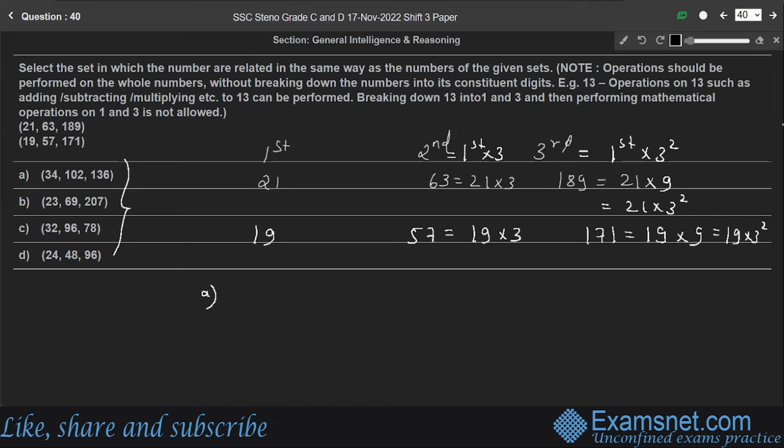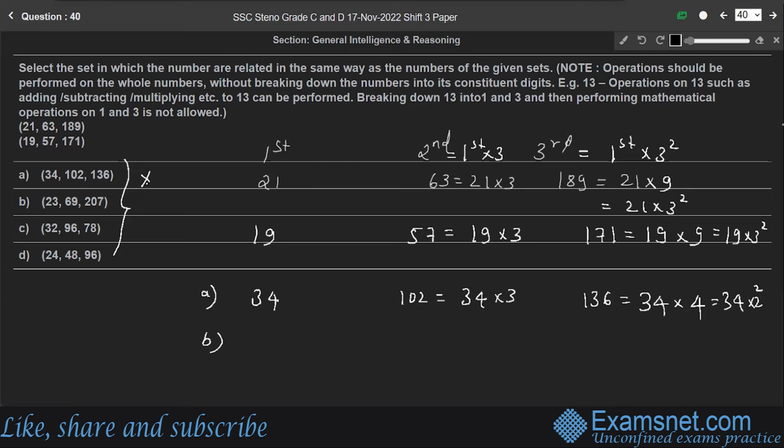We'll consider option A. 34 is the first number, 102 is the second number. So 102 can be written as 34 into 3. Whereas 136 is the last number. Here 136 is 34 into which number? 34 into 4, which is 34 into 2 square. It is not 3 square. Therefore, option A doesn't follow the logic of the given two sets.